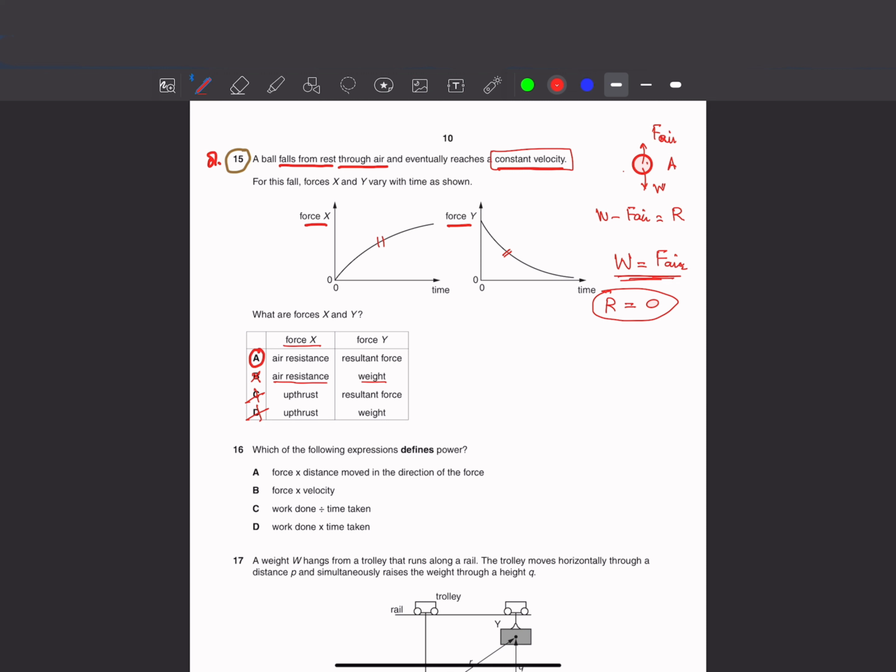I hope everything is clear. I repeat, this force X is the air friction, which is increasing at a decreasing rate. And of course, the weight is not decreasing, but the resultant force is decreasing. So the air friction is increasing, but the resultant force is decreasing. So this is the explanation of this question, and this is the answer we are considering. This is the answer A.